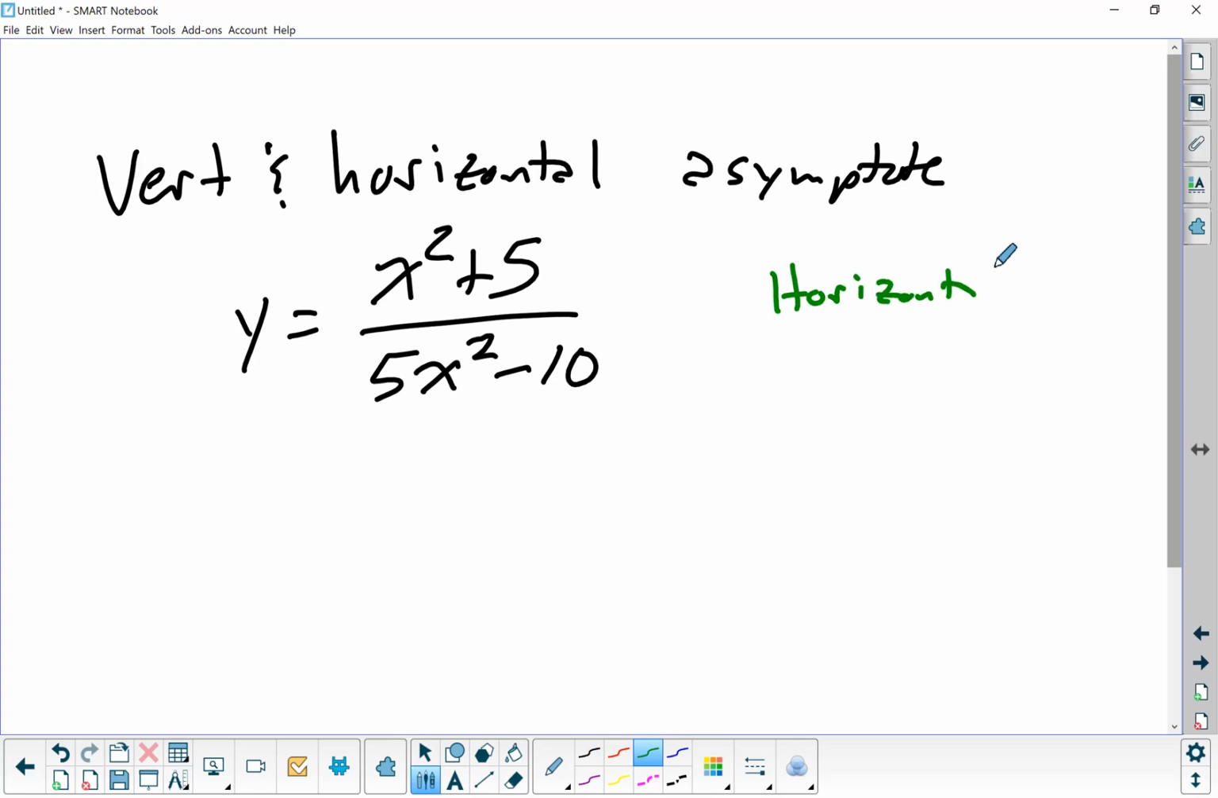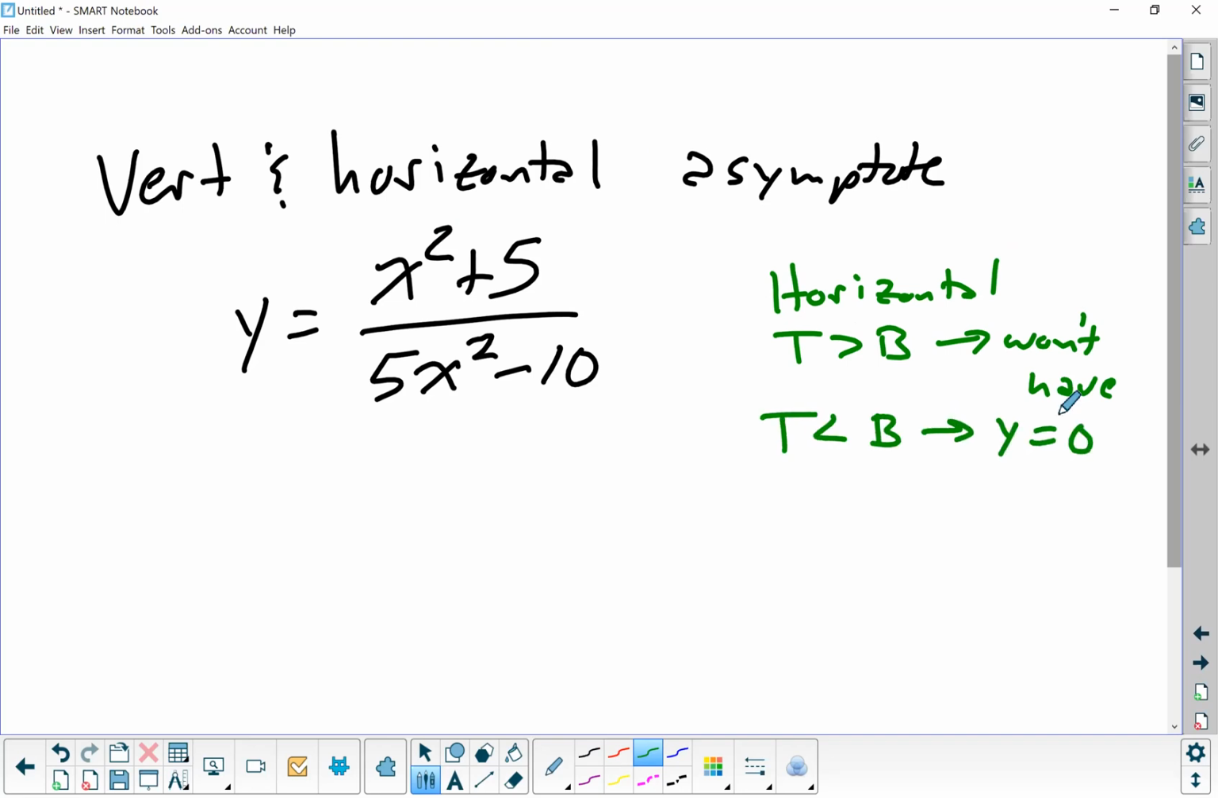So remember, there's two rules. If the top is greater than the bottom as far as the degree goes, then we don't have one. If the top is less than the bottom, then we have y equals 0. And if the top is equal to the bottom, we get y equals a over b.